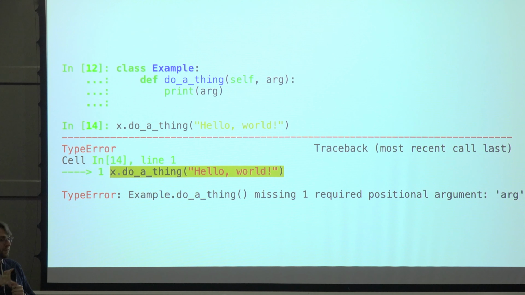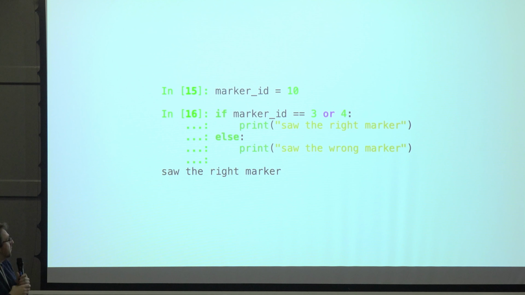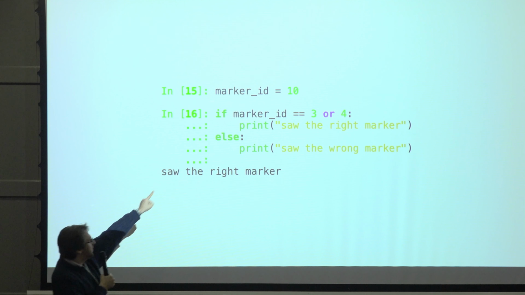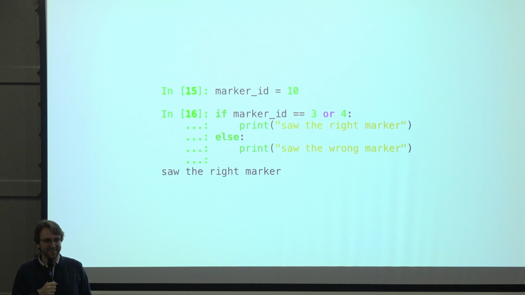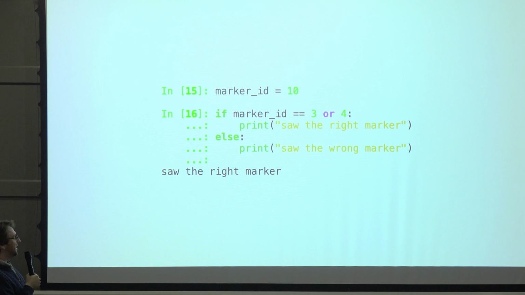And one of the things this robot can do is it has a camera, it can look around and see markers around the arena they're competing in. And every year, at least one team will make this mistake. "If marker ID equals 3 or 4, do something, otherwise do something else." Right, what they mean there is, if it's 3 or if it's 4, I want to do one thing, otherwise I want to do something else.